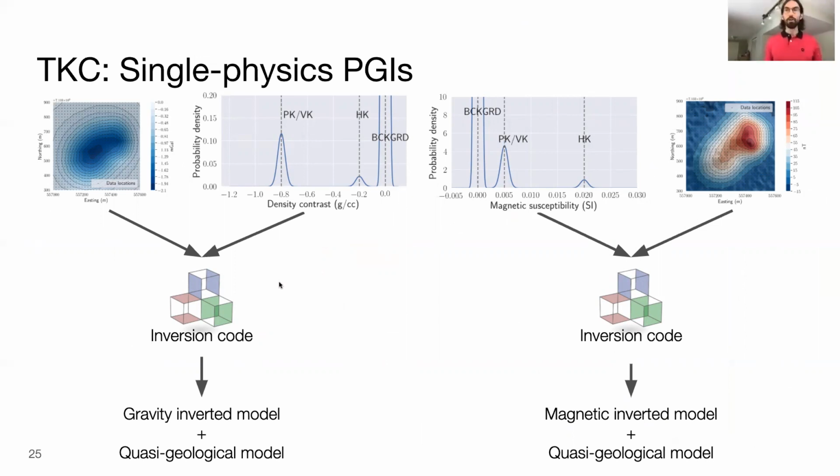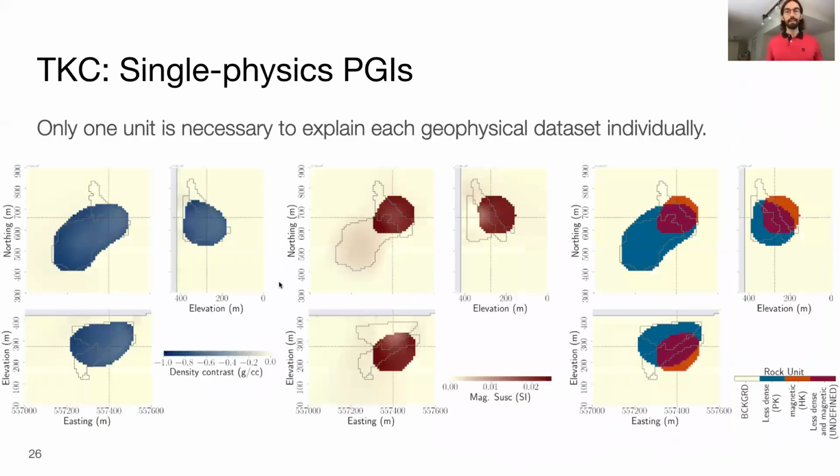And one thing that happens here is that if I consider the gravity and magnetic data alone, I can explain them totally by assuming a single unit. For the gravity, for example, I don't need the signature of the HK unit. I can reproduce all the data with only PK. And same for the magnetic. I can only assume a HK unit, and it will reproduce the geophysical data.